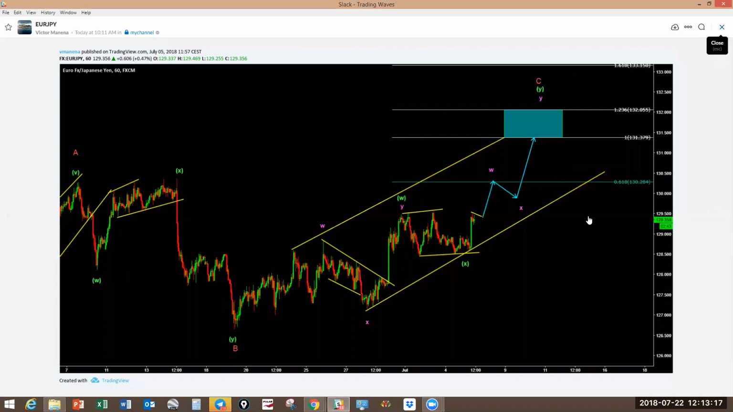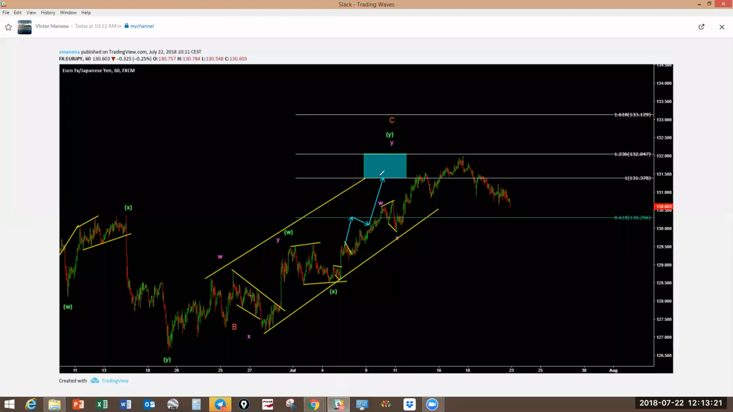Everything has been, all those waves have been followed. You see here, there was the forecast. You can see here, it went up. This was indicating that we're going to get a correction. This is the correction that we were indicating.